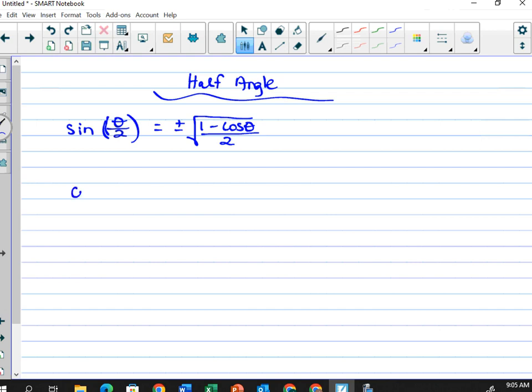Let's do cosine. I did tell you you would not like it. Is it the same? Almost. Cosine is 1 plus cosine over 2. Every time we work with cosine it's a plus, but sine is not. Okay, I can get behind that. All right, tangent, you get a few options.